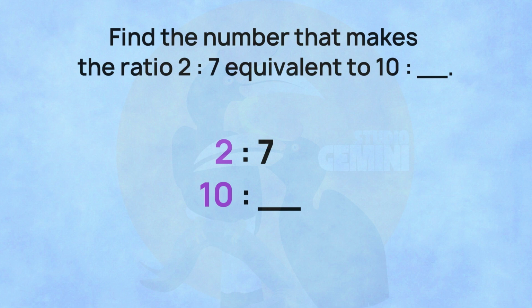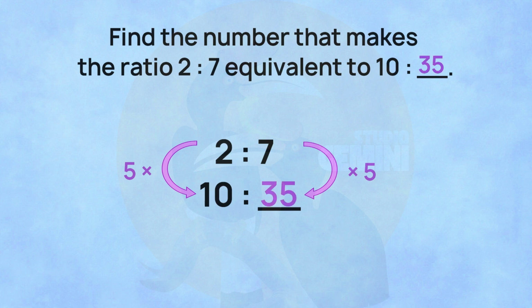What do we have to multiply or divide by to get from our first number 2 to our second number 10? We need to multiply 2 by 5 to get to 10. This means that to find our missing number on the right side, we should also multiply by 5. When we multiply 7 by 5, we get our missing value, 35. This means the ratios 2 to 7 and 10 to 35 are equivalent. Let's just do a quick check to see if we did this correctly. In our original ratio, the smaller number is on the left, and that's true in our new ratio as well. Great job! Let's try another example.